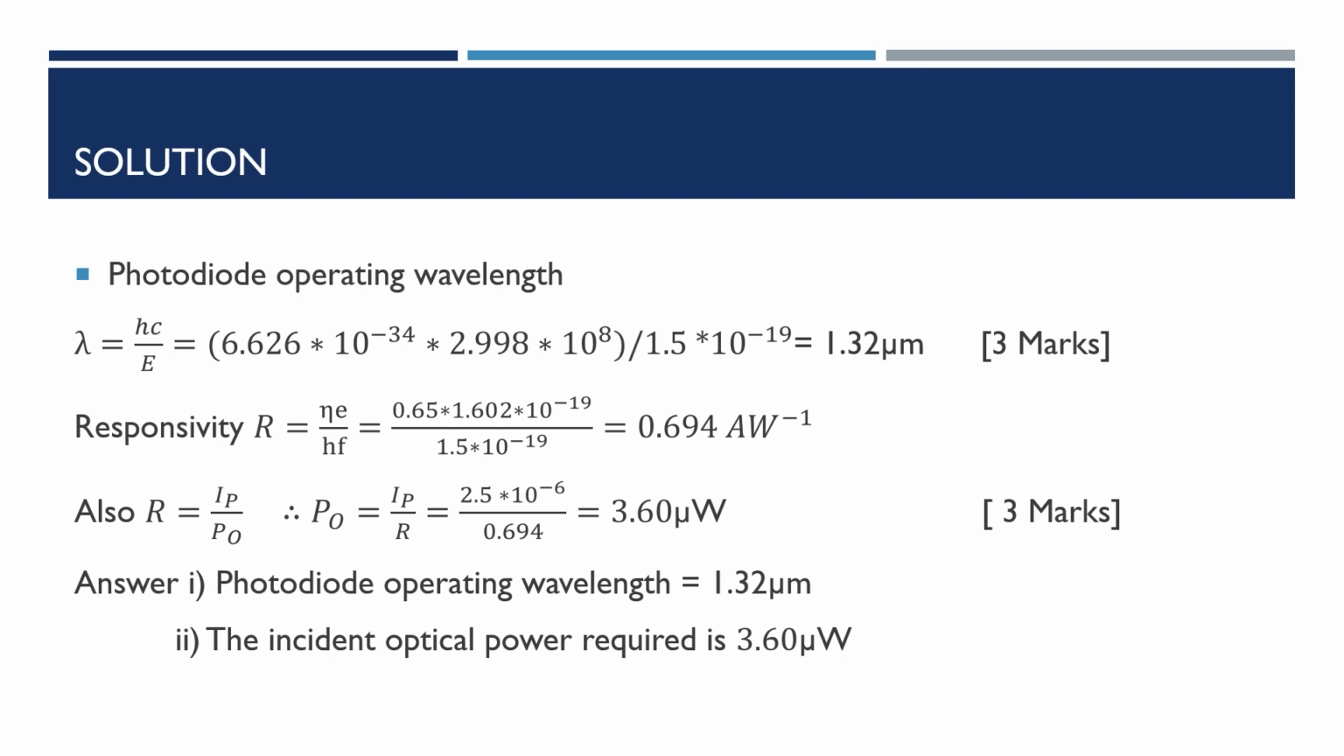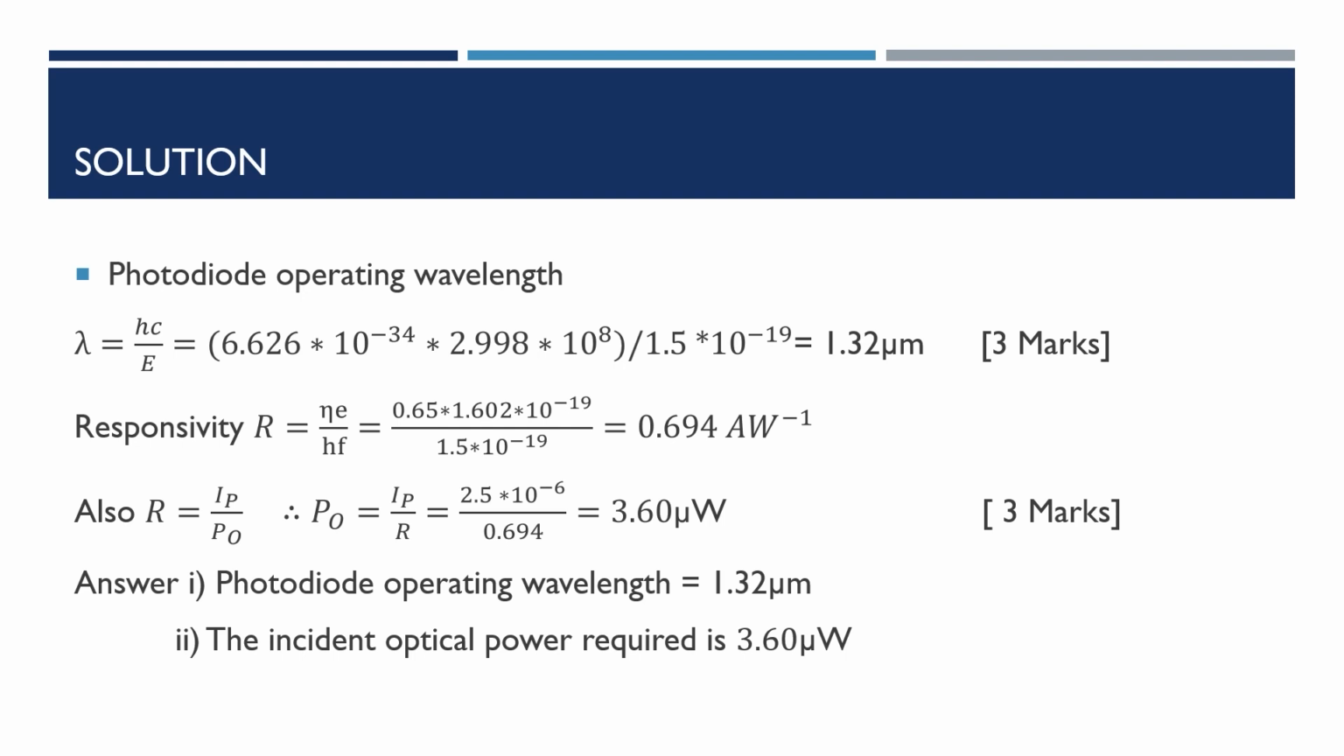Also, the responsivity is the ratio of photocurrent IP to incident optical power P at the given wavelength. So we use that formula to find the incident optical power. PO is equal to IP divided by R. So IP is 2.5 × 10^-6 ampere, that is 2.5 microampere as mentioned in the numerical, divided by responsivity 0.694. Your answer is 3.60 microwatt.